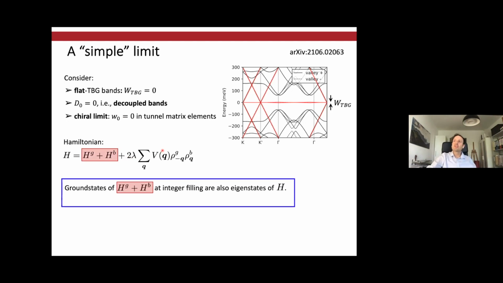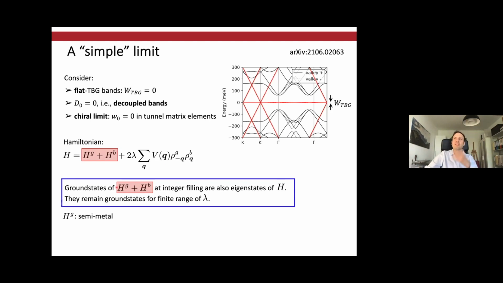The first thing one can show is that in this simple limit, the ground states of this Hamiltonian at integer filling will also be eigenstates of this full Hamiltonian, which is a consequence of some funky properties of the ground states of this Hamiltonian in this specific limit. One can also argue that they will remain ground states in a finite range of this lambda, which I just introduced here by hand to adiabatically turn on the interaction. And I think at the very least, this tells us that a good starting point for our analysis will be the eigenstates of this Hamiltonian.